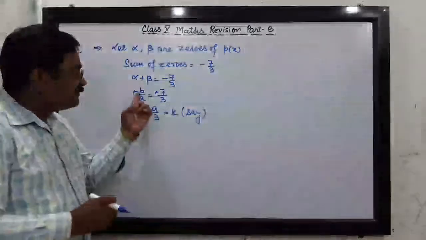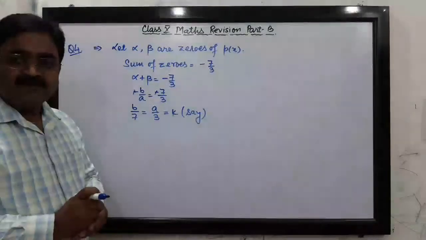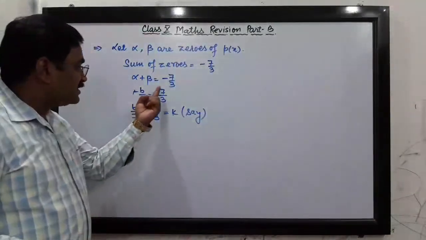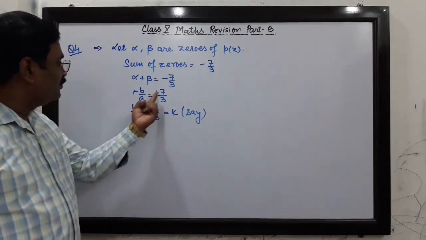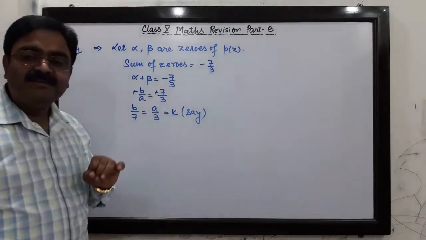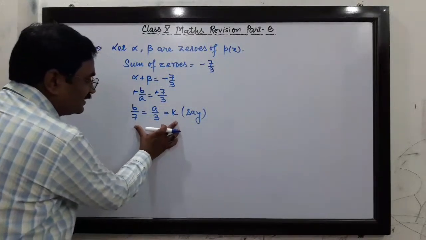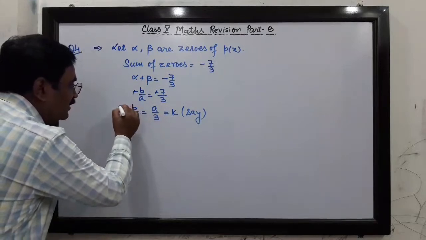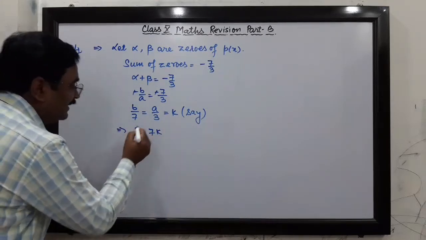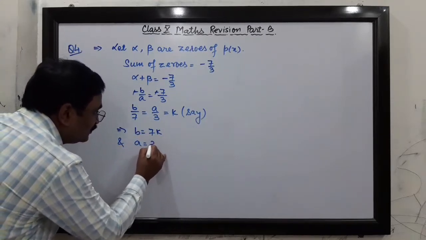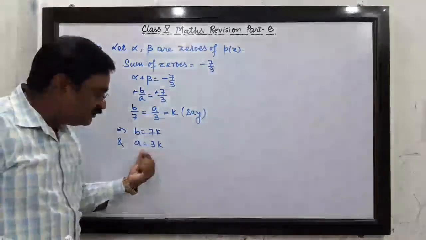Are you getting this method? As 7 and a can be cross multiplied, b and 3 also. So what did we do? This a is written here in the numerator, and this 7 is written here in the denominator. Now as these three real numbers are equal, from here we get b is equal to 7k and a is equal to 3k. We got the value of b as 7k and a as 3k.